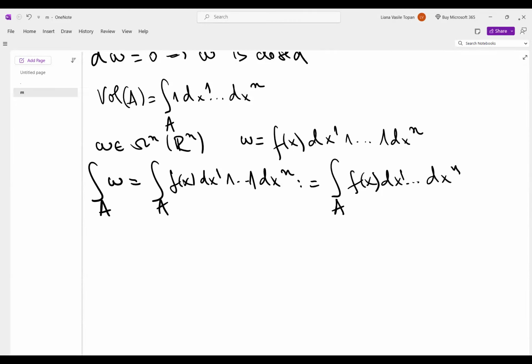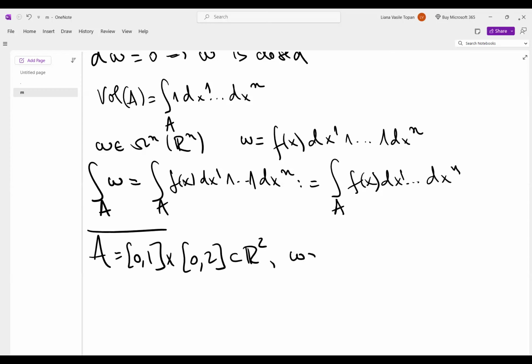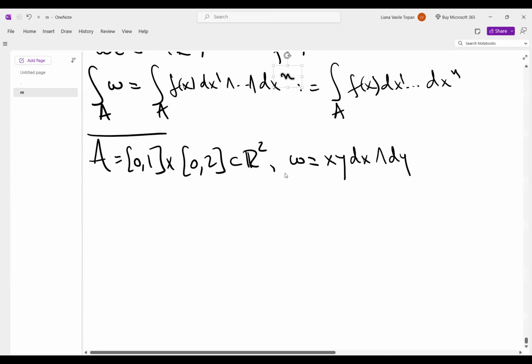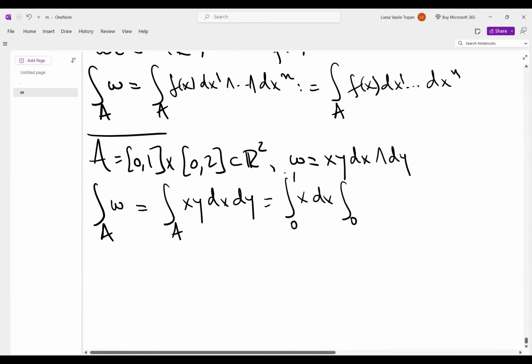if we take the set A to be [0,1] times [0,2], that's a subset of R squared, a rectangle in R squared, and then we take a 2-form on R squared, for instance xy dx wedge dy. Then the integral over A of omega is the integral over A of xy dx dy. So this can be split as the integral from 0 to 1 of x dx times the integral from 0 to 2 of y dy, and whatever this is.